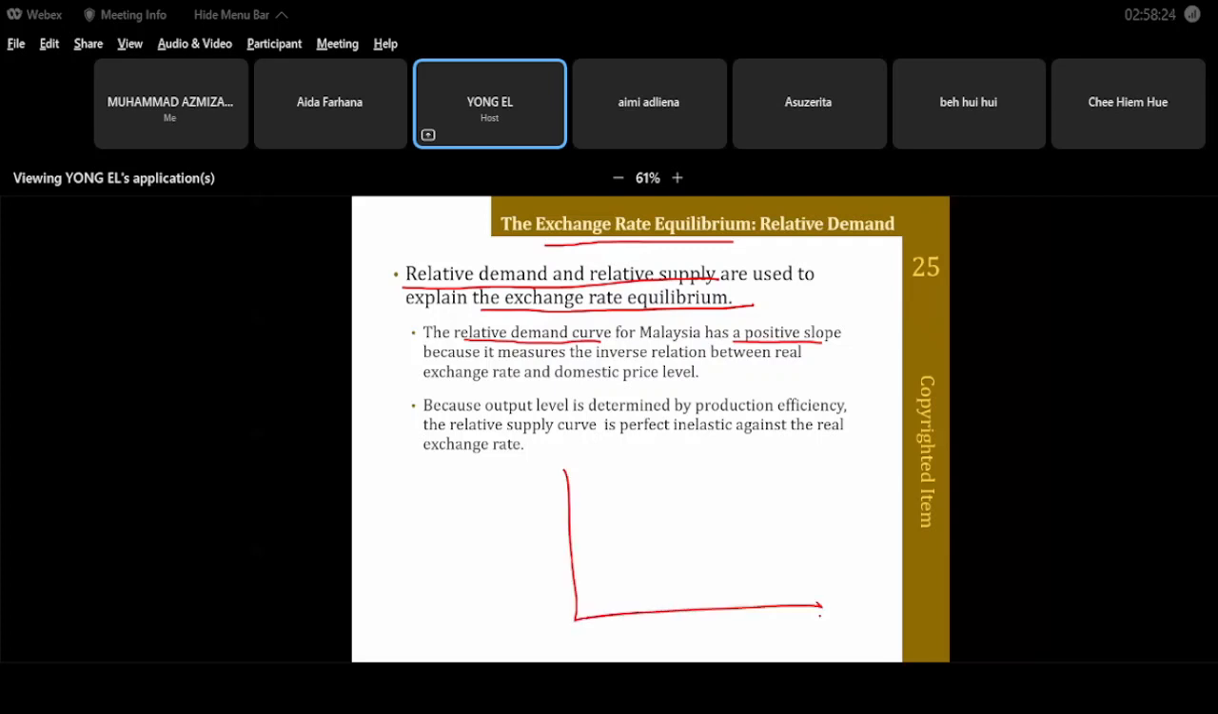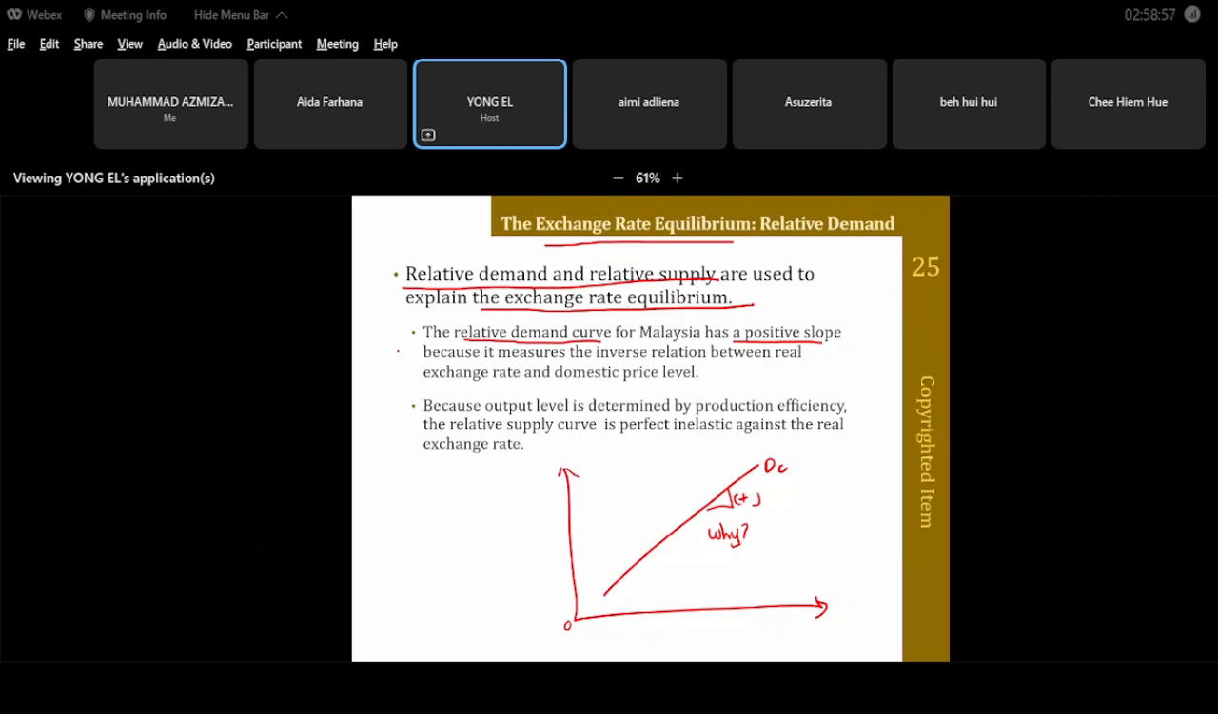Usually in demand and supply, we have a downward sloping demand curve. This is the law of demand. But in this situation, our demand curve is upward sloping, like this. We need to understand why this is upward sloping, a positive slope. This is one of the things we want to understand.